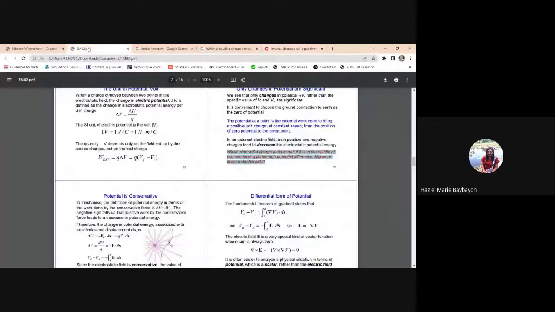Which side will a charged particle drift if it is in the middle of two conducting plates? So, for example, you have two conducting plates. And then, this one is positively charged, and then the other one is negatively charged. Okay?